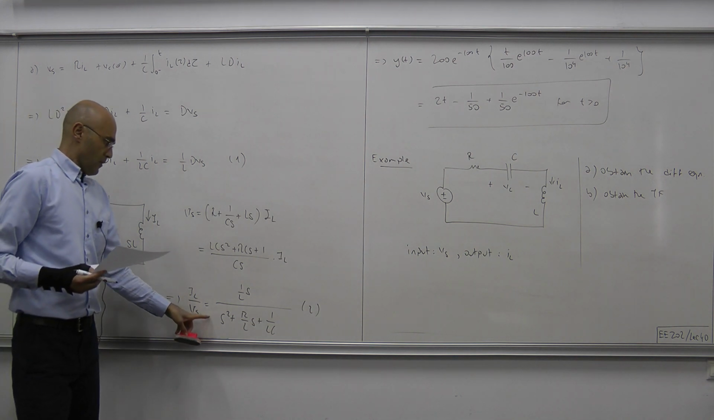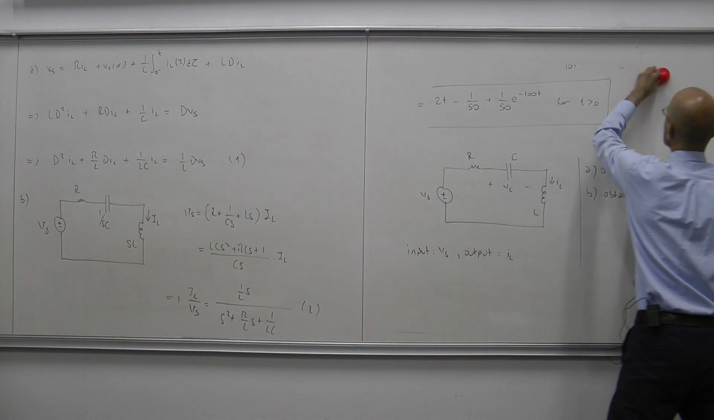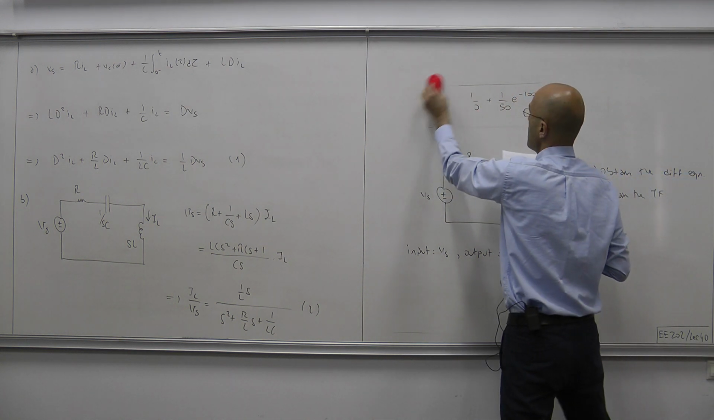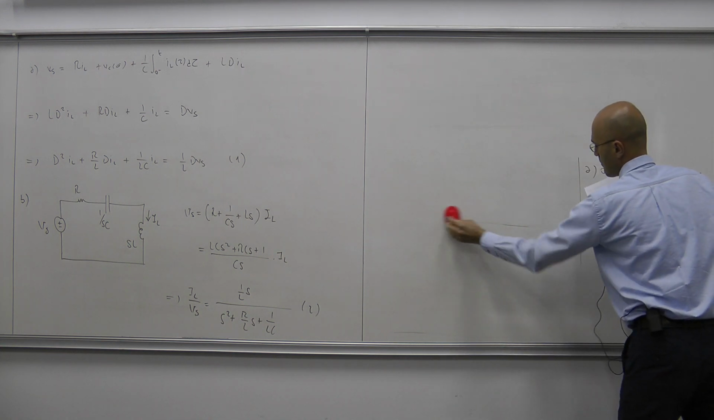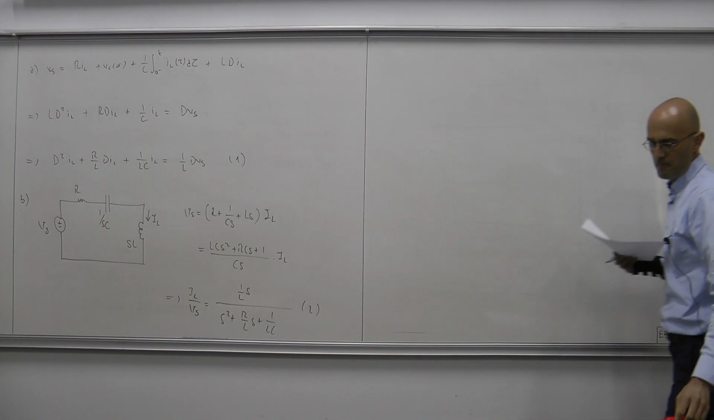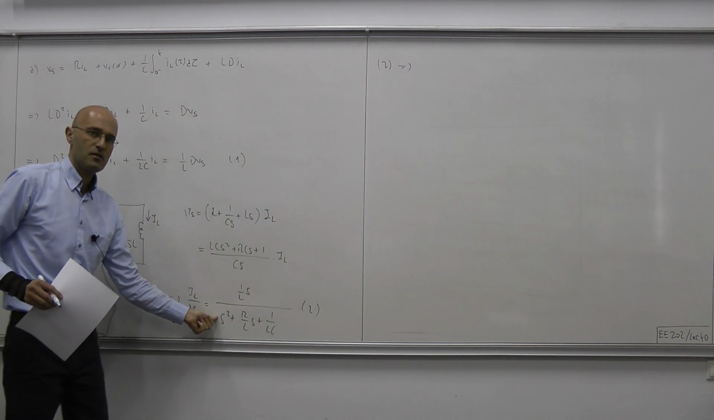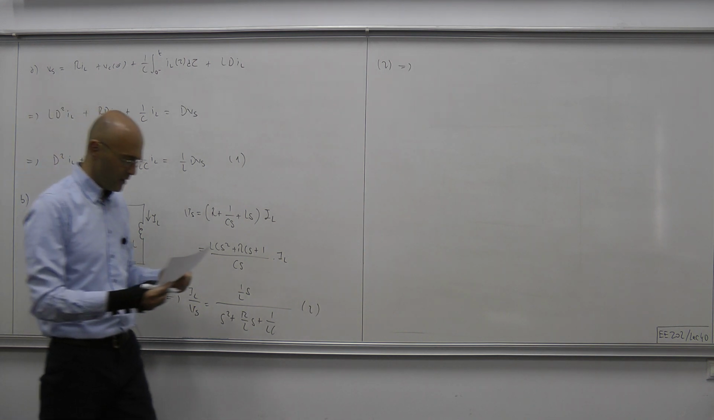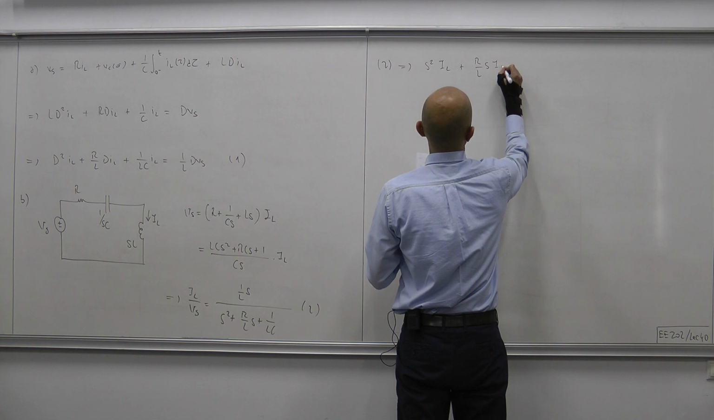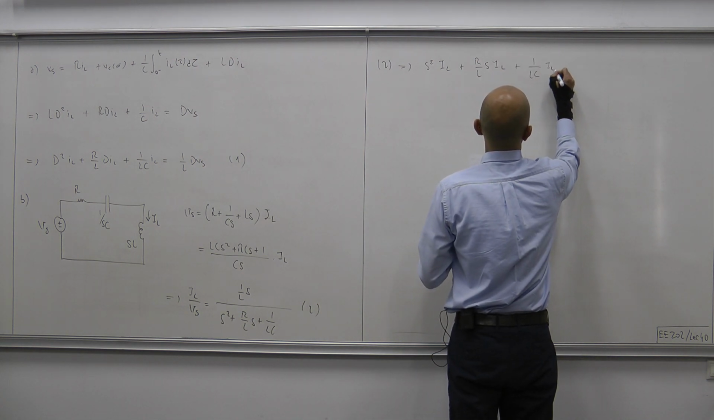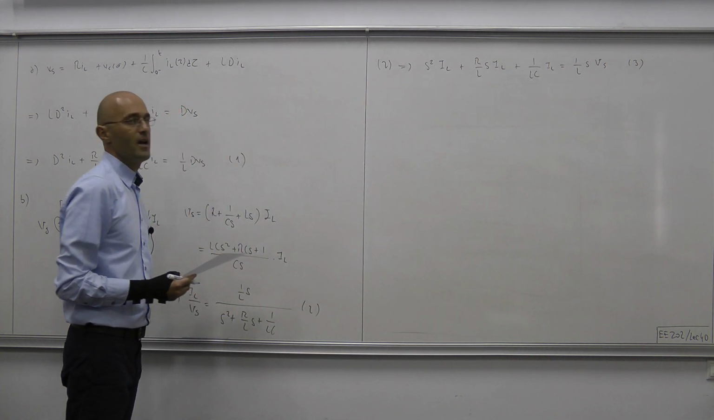Now the transfer function allows us to write the following. In other words, we can rewrite that equation as something times IL equals something times Vs. Note that this equation, from which we extract the transfer function, can be rewritten as s square IL plus R over L s IL plus 1 over LC IL equals 1 over L s Vs. Equation 3.